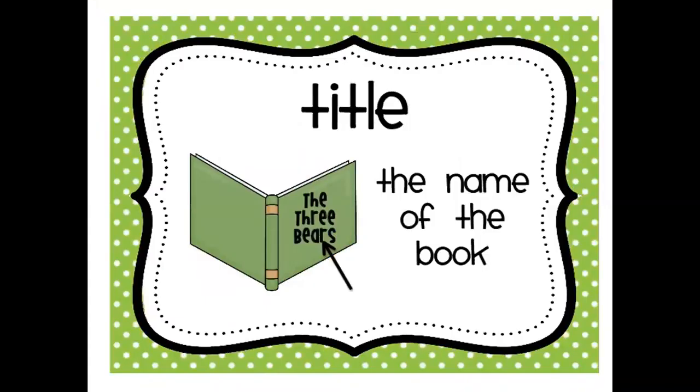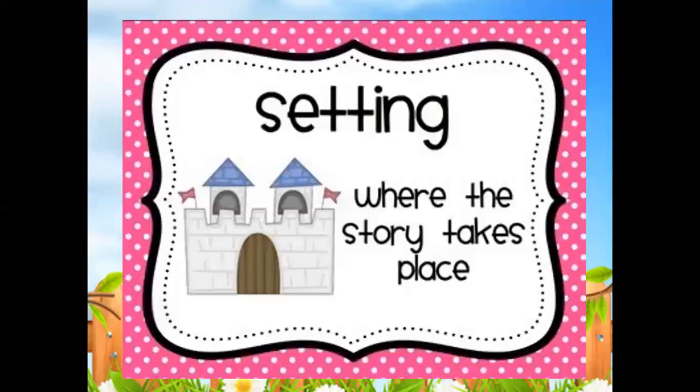Here we have the title. The title is the name of the story. The setting is where the story takes place. It's like the place and the time. For example, in Bruno's New Home, the setting is the forest. The season was winter because the bear needs to hibernate. Bruno, or the bear, needs to hibernate. The time, it was during the day. This is the setting. That means the time and the place.